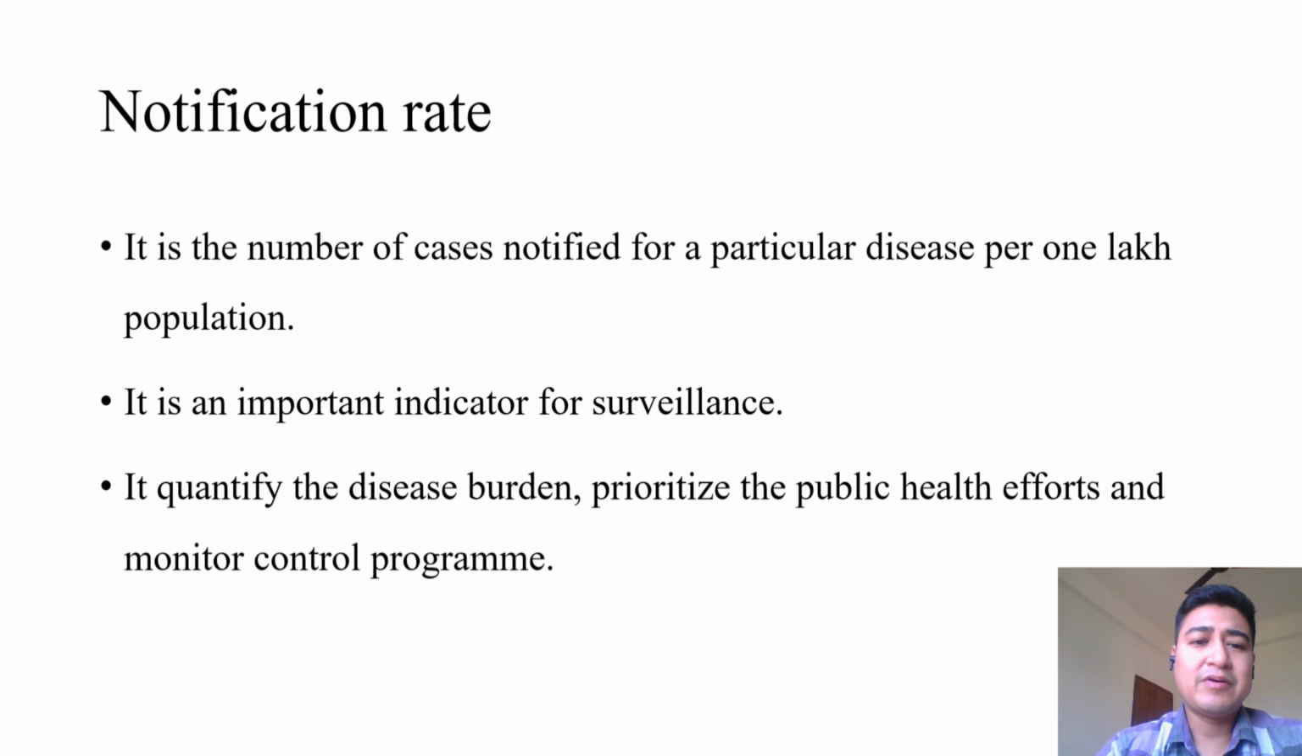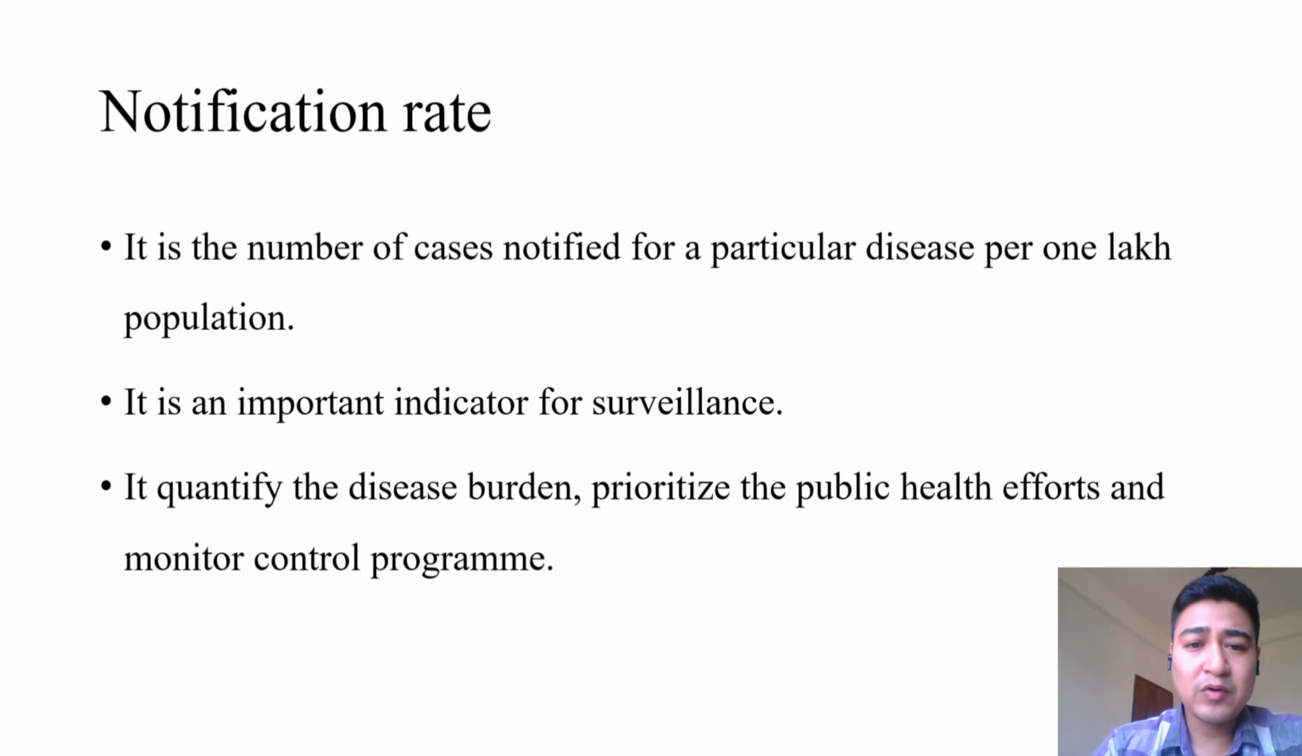Then comes our notification rate. Notification rate is the number of cases notified for a particular disease, and it is generally calculated per 1 lakh population in India. Okay. It is an important indicator for the health surveillance. It quantifies the disease burden. It prioritizes the public health efforts and monitors control programs. How many cases are actually detected in the population and formally recorded is found out by the notification rate.